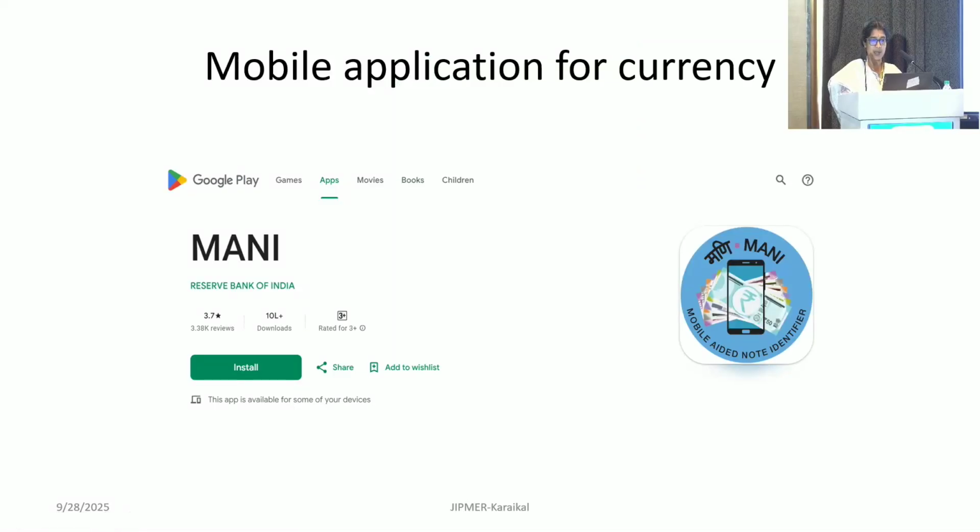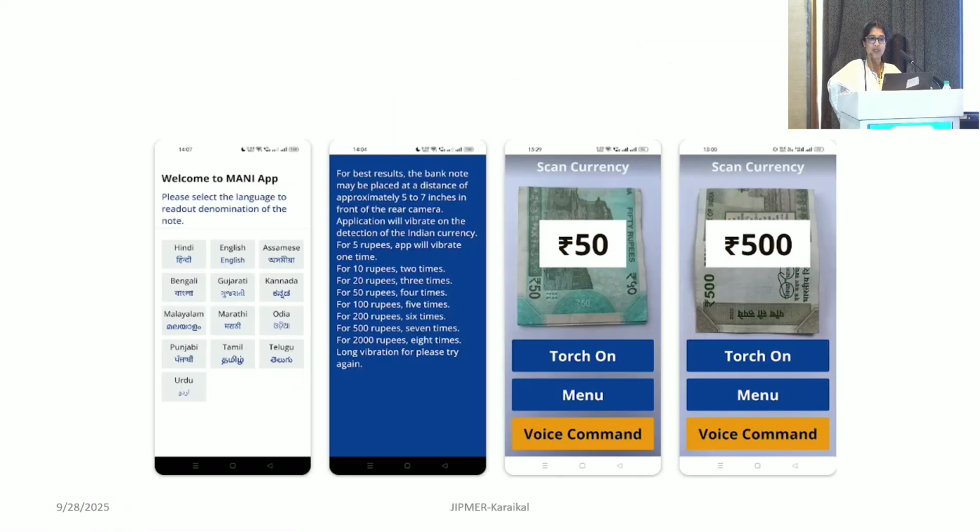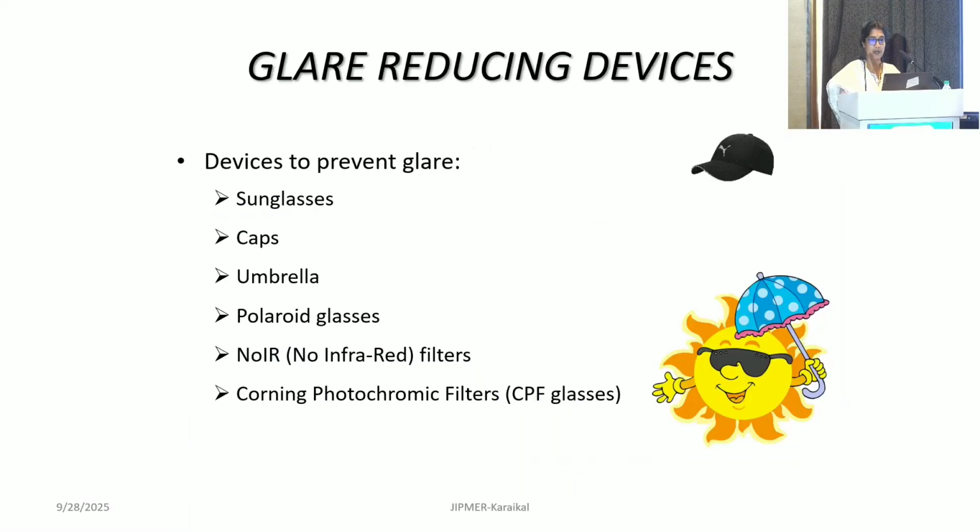Now we have these apps. They open the app, they put the note under it, and automatically the torch opens. It will tell it aloud to the person: it is a 50 rupee note, it is a 100 rupee note, like that.